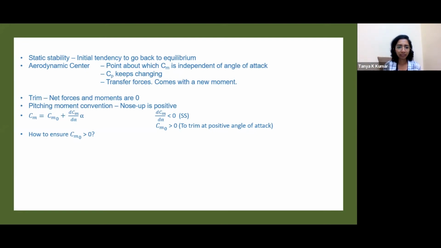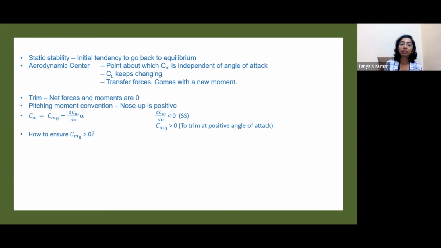Then we discussed aerodynamic center. Aerodynamic center is the point about which the pitching moment is independent of angle of attack. Now, why did we choose this point? Because all of the forces act about the point of pressure, Cp. But this point keeps changing with angle of attack. So throughout the flight, this point would keep varying. It would become highly inconvenient for us to write the equations.